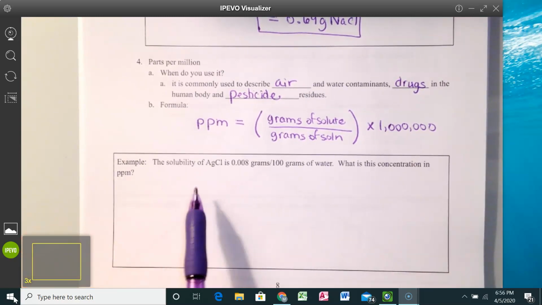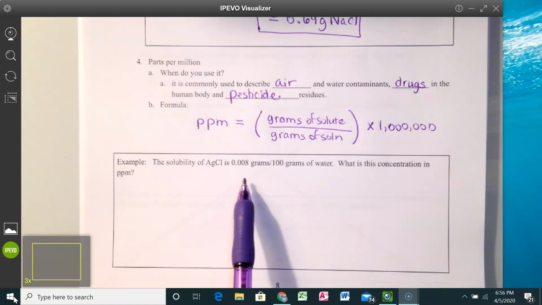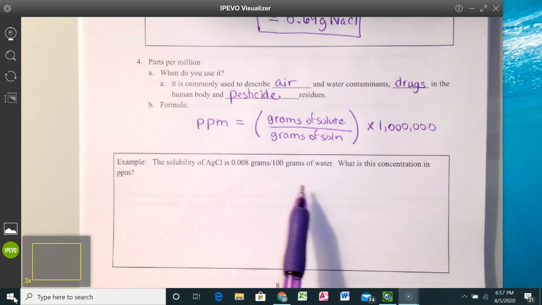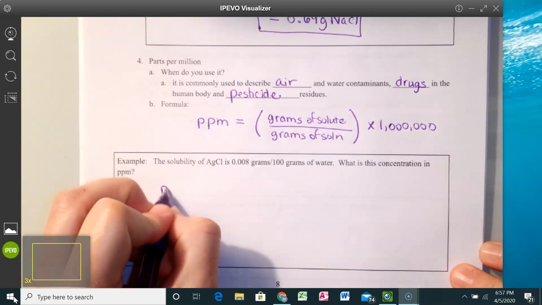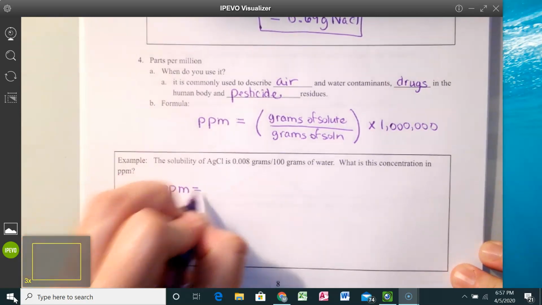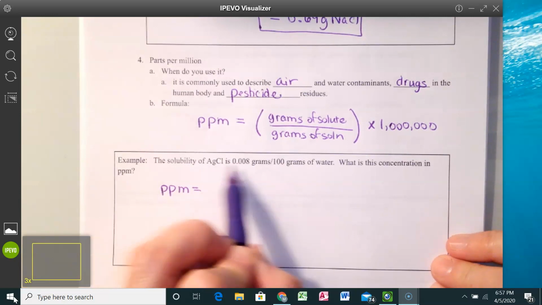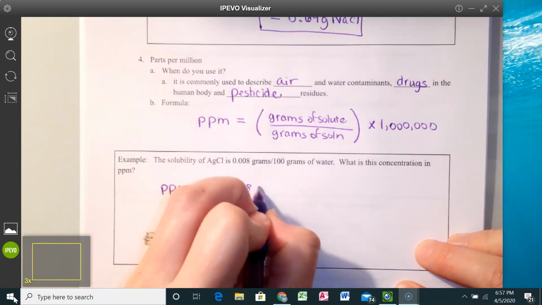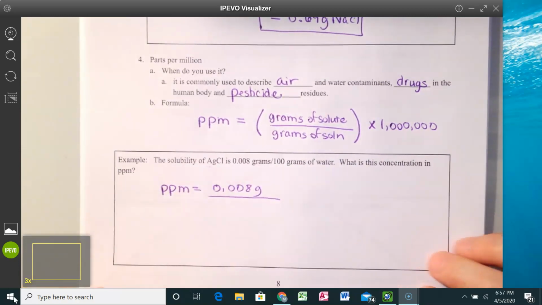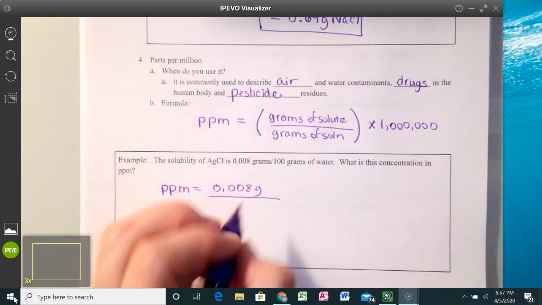So it tells us the solubility of silver chloride is 0.008 grams per 100 grams of water. What is this concentration in parts per million? So my part per million is going to be my grams of my solute, which that's the silver chloride here, so that's a pretty easy number to play with. But if you turn your brain off, you're going to get it wrong on this next part.